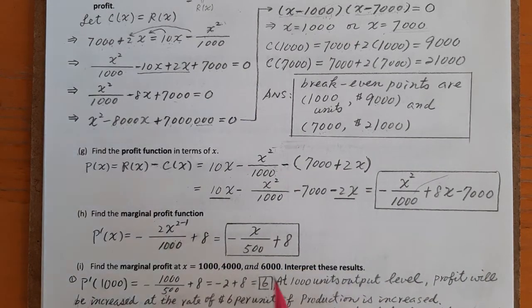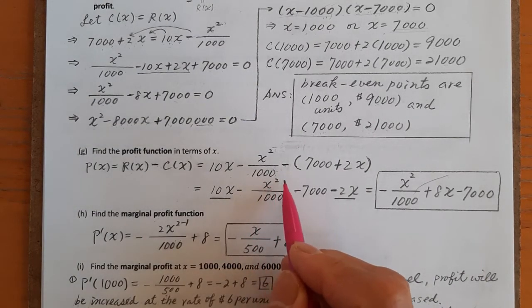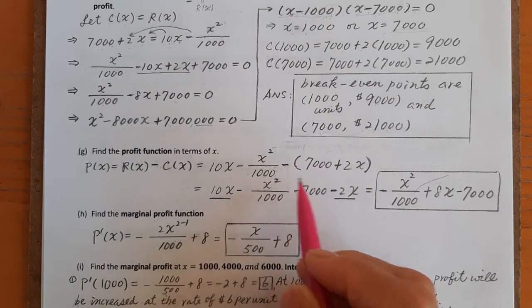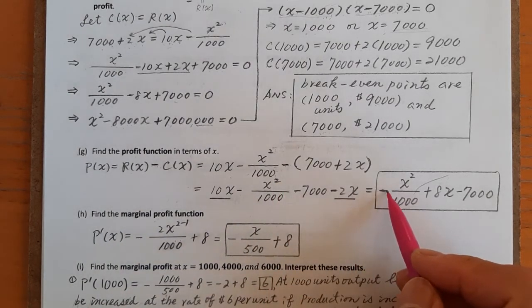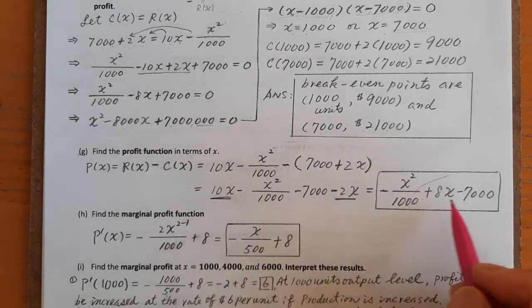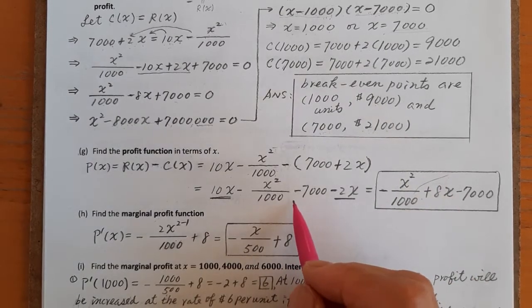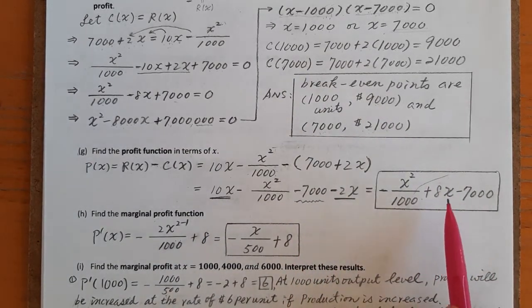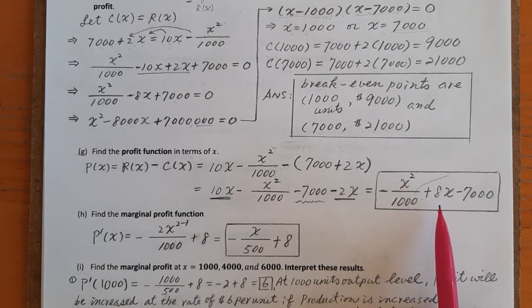Then combine like terms. Put the x squared term, the highest degree, first: negative x squared over 1,000. And 10 minus 2x is 8x. Then minus 7,000. This is the profit function.